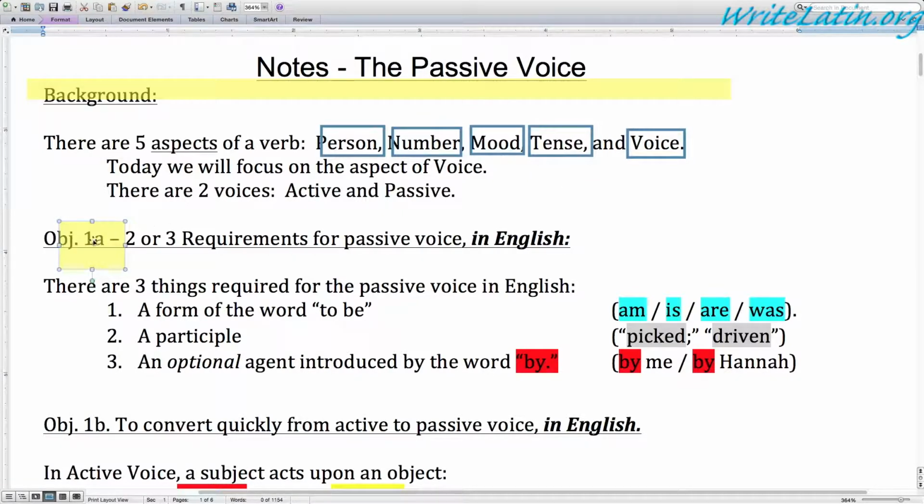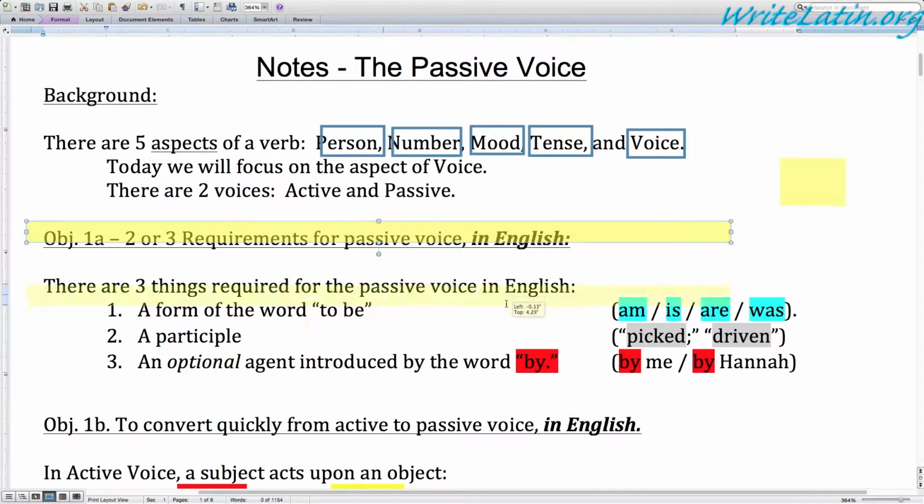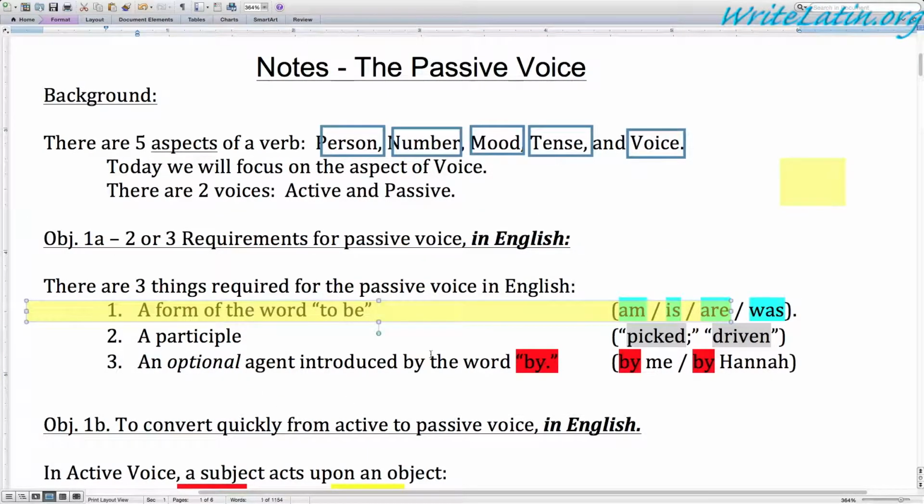Objective 1a, to be able to list the 3, really just 2 requirements for passive voice in English. There are really just 2 because the third requirement is optional, as you see down here. The things you need are a form of the verb to be: am, is, are, was, have been, will be, and a participle. Now, a participle is an adjective with verbal content inside of it.